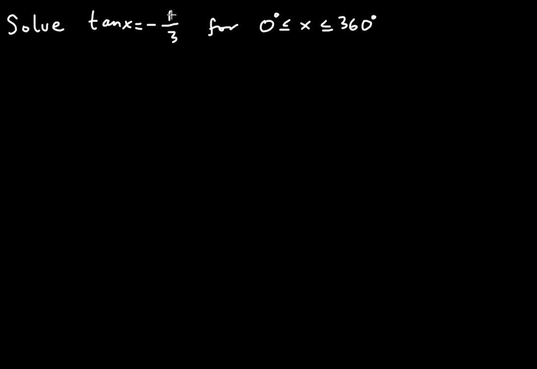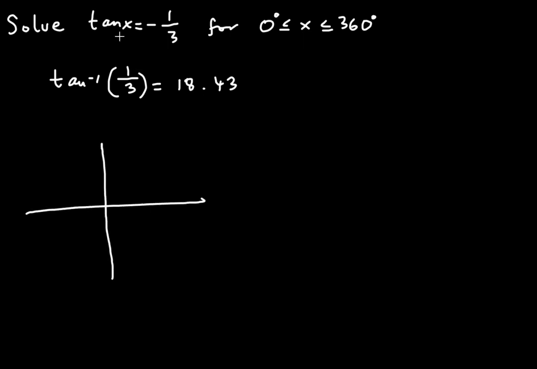Solve tan x equals minus 1 over 3 for x between 0 and 360. So you start by taking the inverse tan of this number, but when you've got a negative number, you wouldn't include the negative sign. So it would just be the inverse tan of 1 over 3. So that's 18.43. Then you draw your cast diagram.